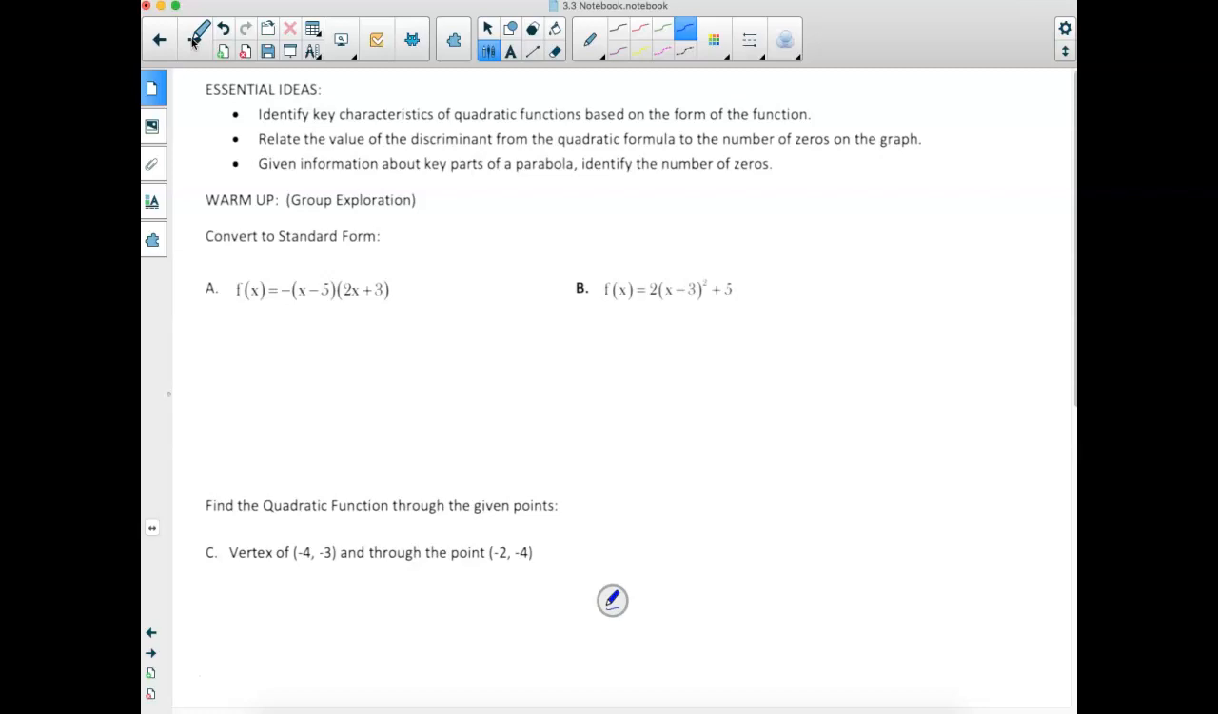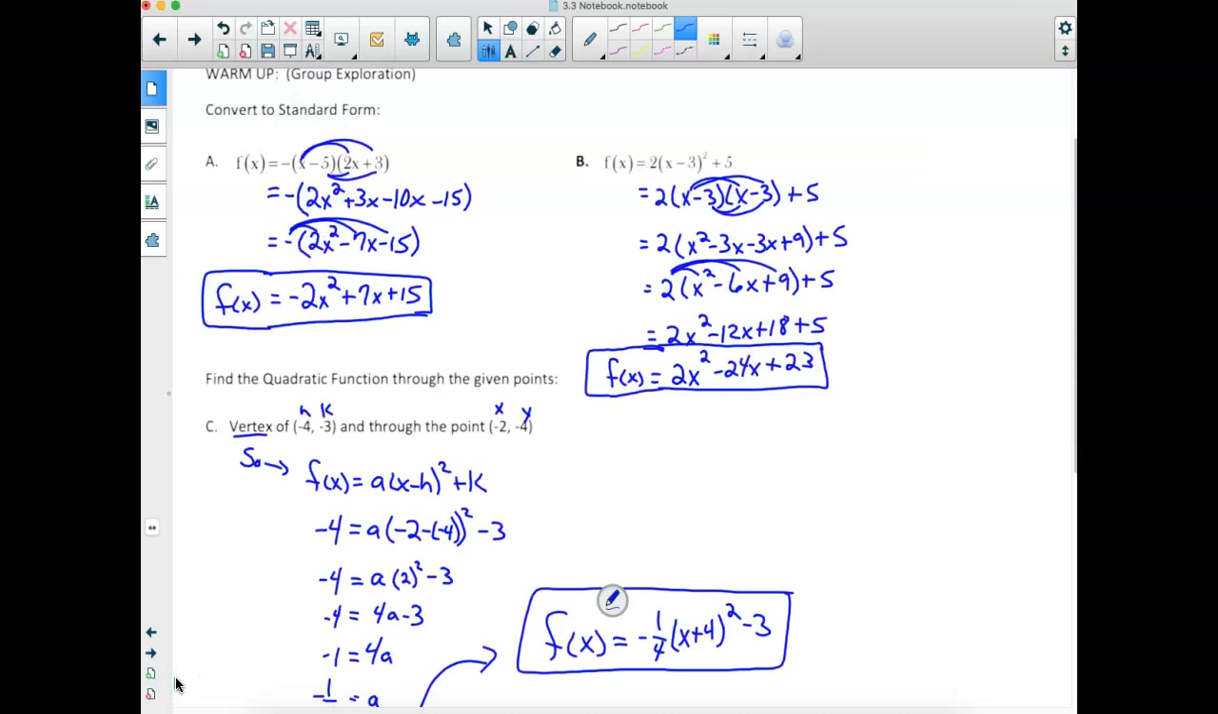Before we get rolling, I'd like you to hit pause and complete these 3 warm-up problems, converting to standard form and then writing a quadratic function through the given points. Hopefully you completed these on your own.